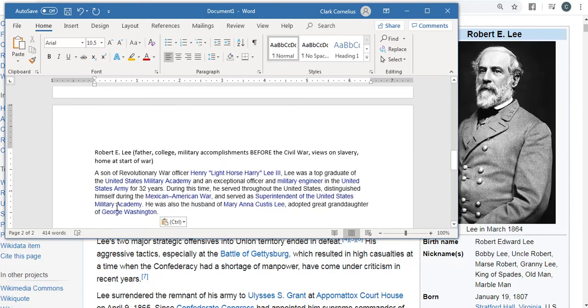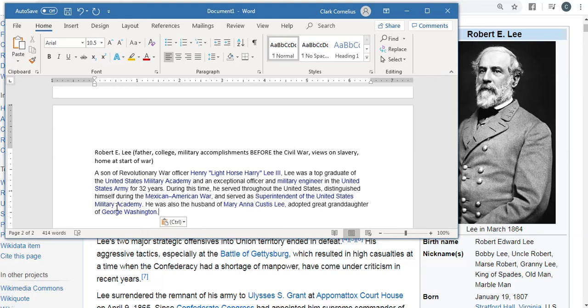He was the son of Lighthorse Harry Lee III, who was big. He was a top graduate of the United States Military Academy. That would be his college. He was an exceptional officer and military engineer in the United States Army for 32 years. He served throughout the United States. He distinguished himself. That means he got medals and things during the Mexican-American War.